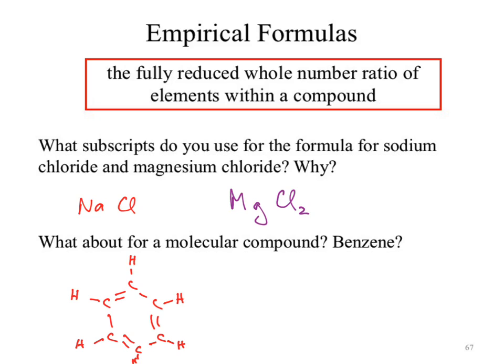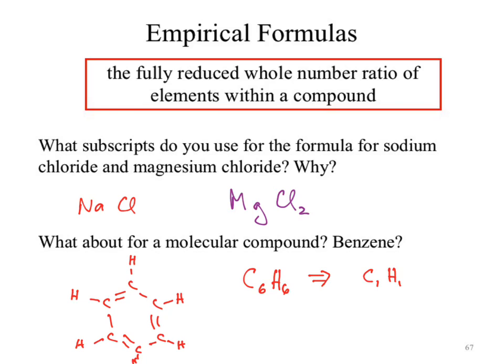So what we might do is look at a chemical formula instead of the structure to kind of simplify what we would be doing as far as our calculations. So what would our chemical formula be? C6H6. Is that a fully reduced ratio? No. So what we might do is say, well, shouldn't we reduce that down to C1H1?